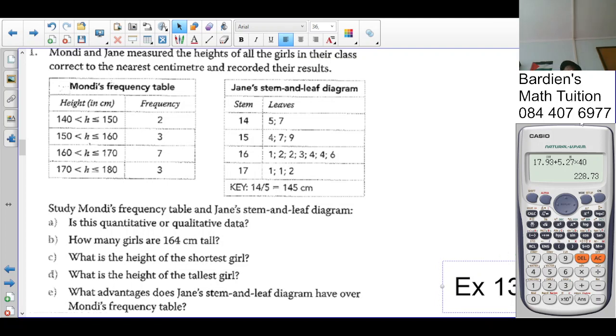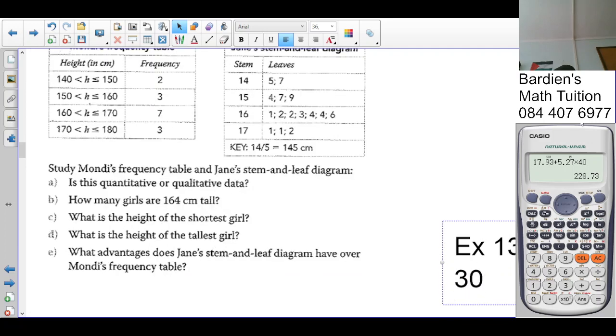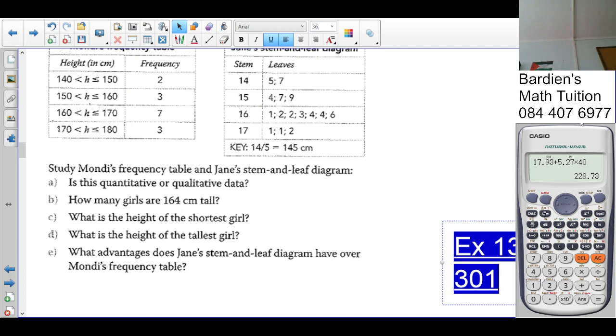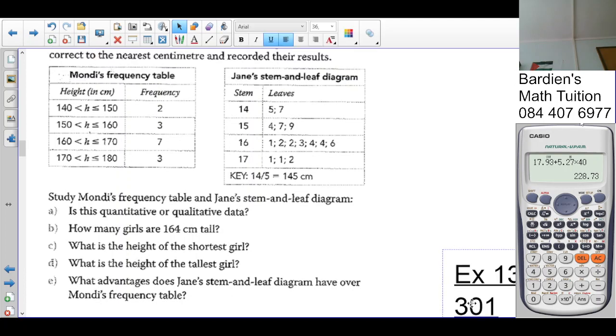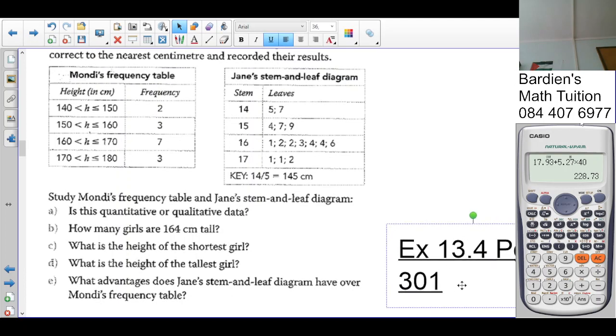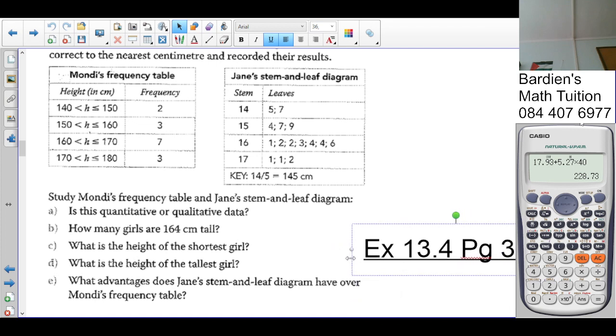Which page is this on? 91, 301. How much time do you have left of this period? 22. 10 past. Right, so we've got a few minutes. I'm going to give you 2-3 minutes to answer this question.